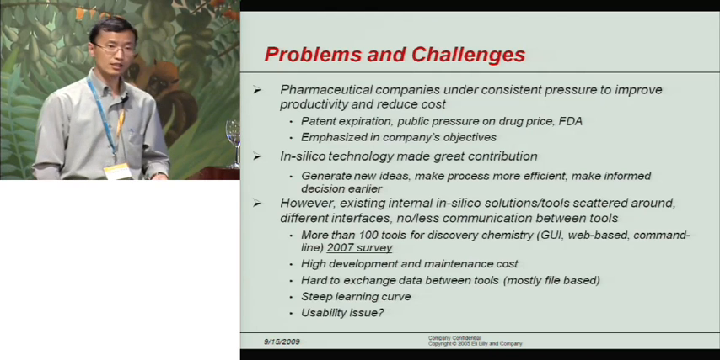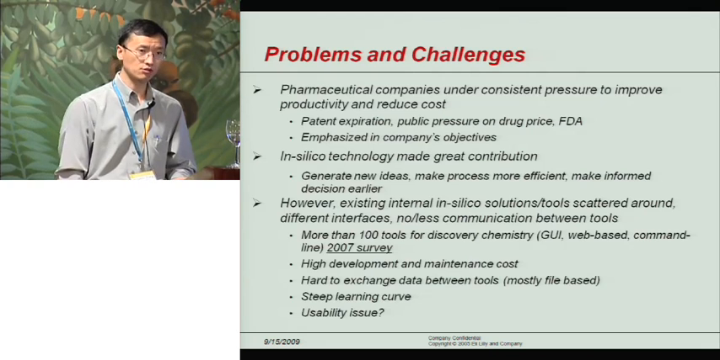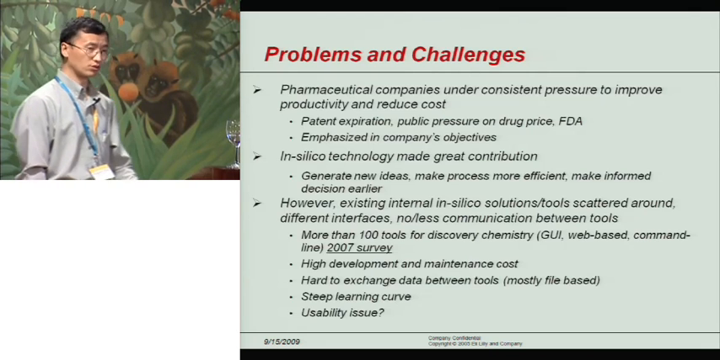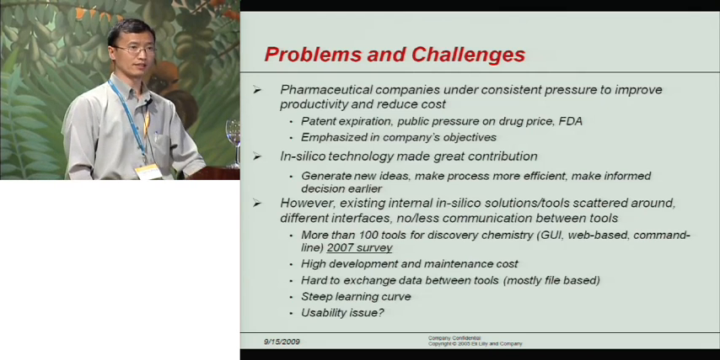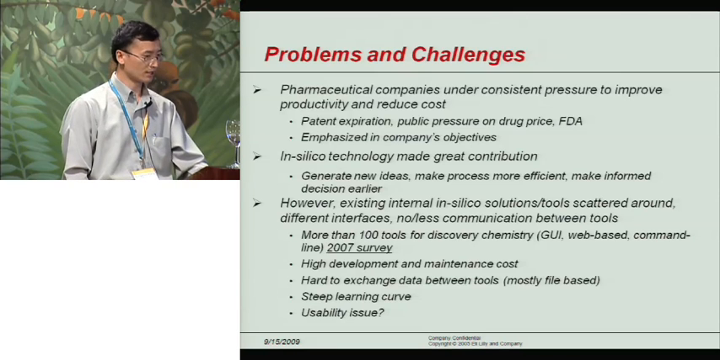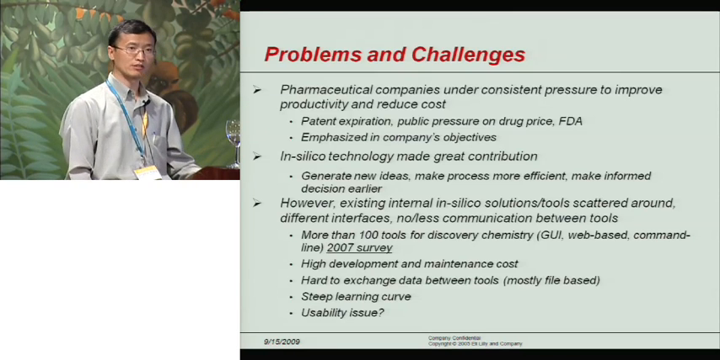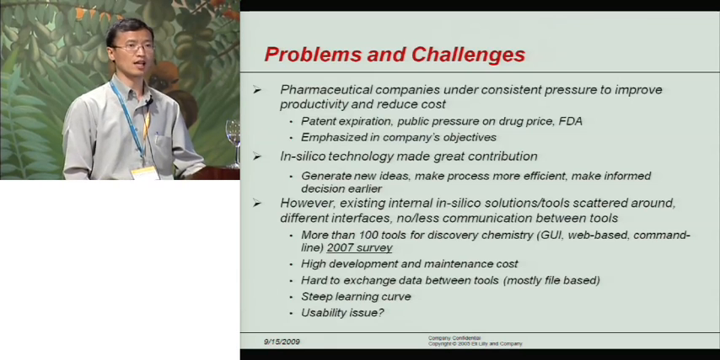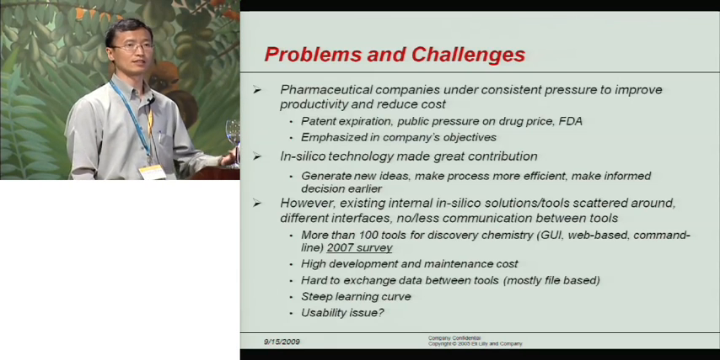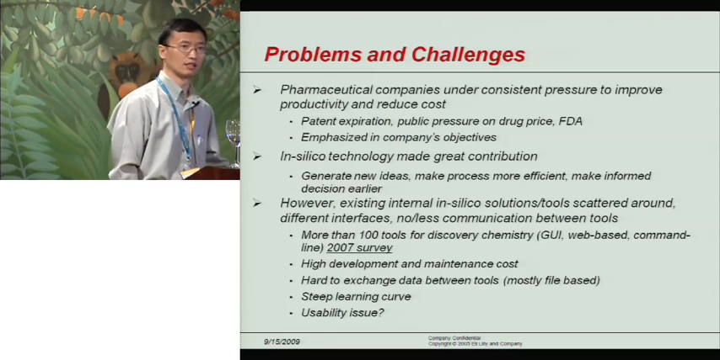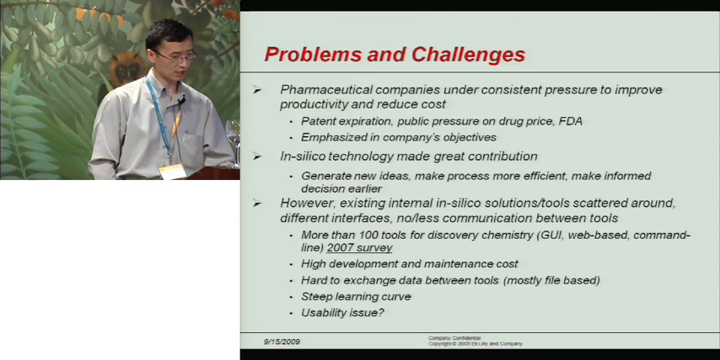So the learning curve is big. The chemists really don't have much time to do this kind of thing, and if it is hard to use, they will not use it. In that case, all this routine work falls back to the computational chemists, and therefore they don't have enough time to do their high-value project support work.